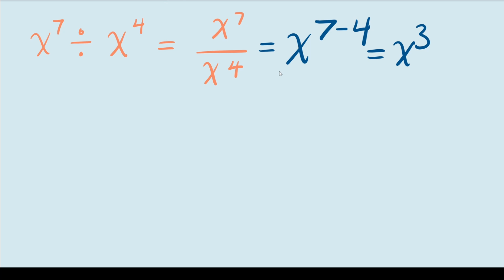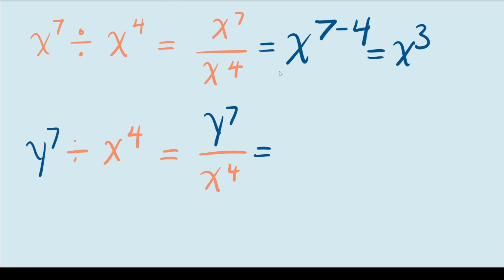Now, there's something that you have to be careful about. If we had y to the 7th power divided by x to the 4th power, the same rule wouldn't apply, because that would be something like this, where we have y times itself 7 times in the numerator over the denominator, which is x times itself 4 times. Now, the x and y are not the same terms. Obviously, x and y are different variables, so they wouldn't cancel out.